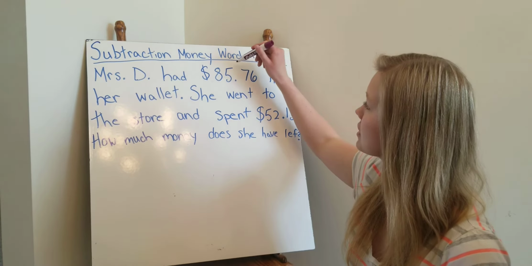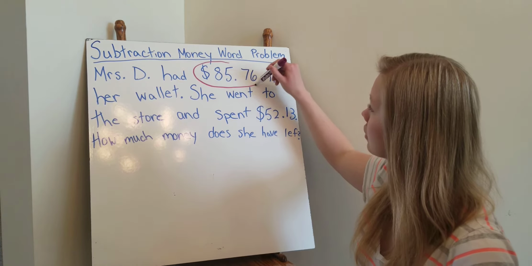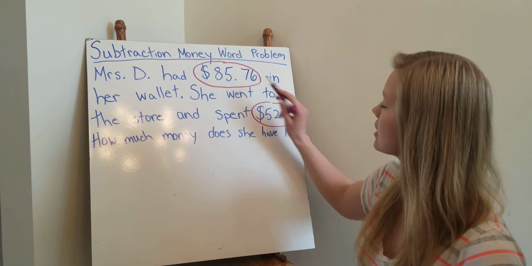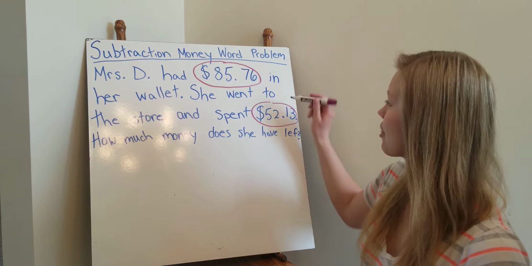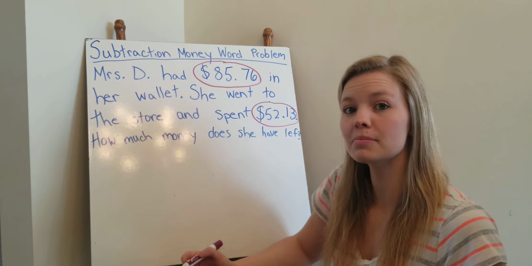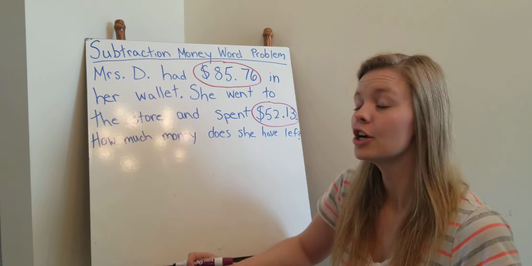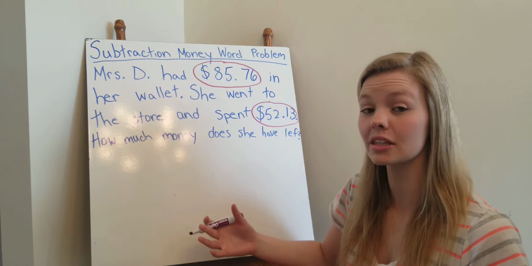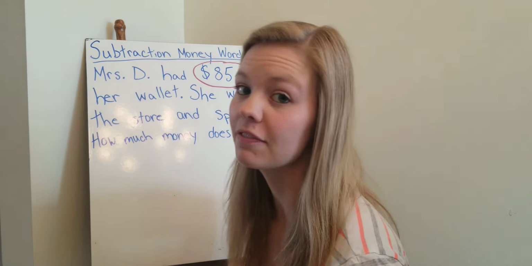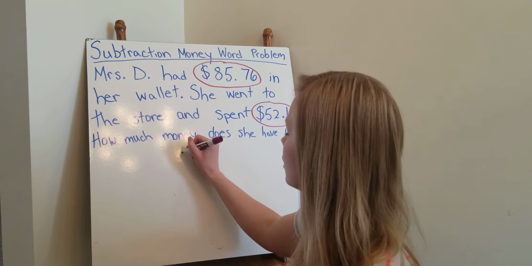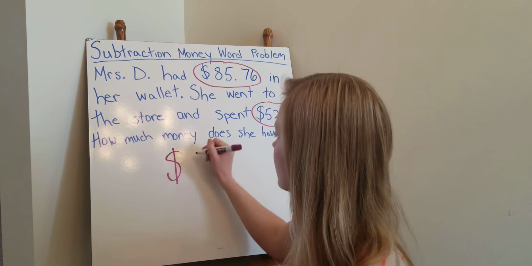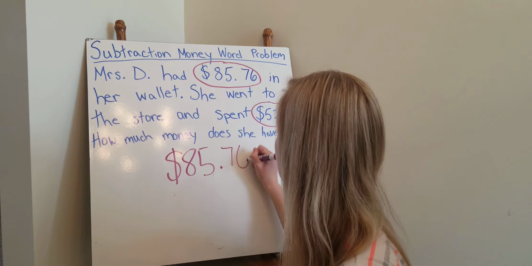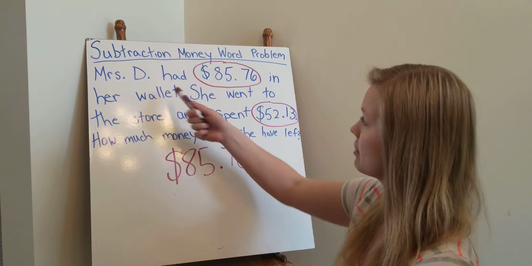Okay, the first thing I'm going to do is find the numbers that I'm using. Okay, so we have $85.76 and $52.13. Now, in the word problems that I made for you on Seesaw, I made it pretty easy. You're always going to put this number on top, okay? But think about it, when you're subtracting, obviously the bigger number has to go on top. It's going to be the first number, but just make sure it's the bigger number. Okay, so we make sure we write the dollar sign, $85.76. Okay, that's how much money Mrs. D has in her wallet.